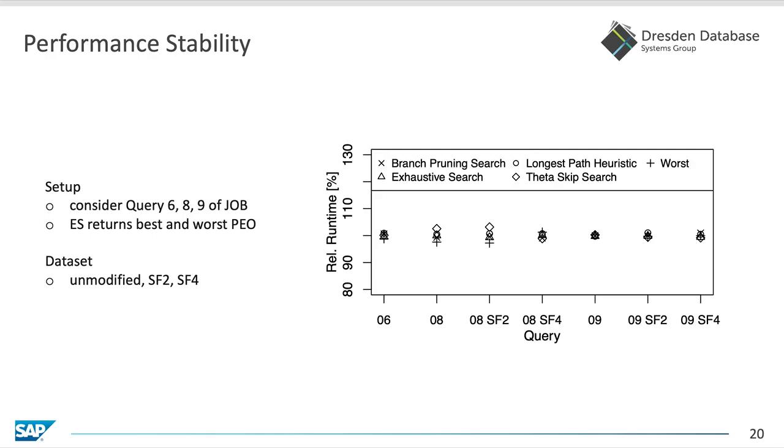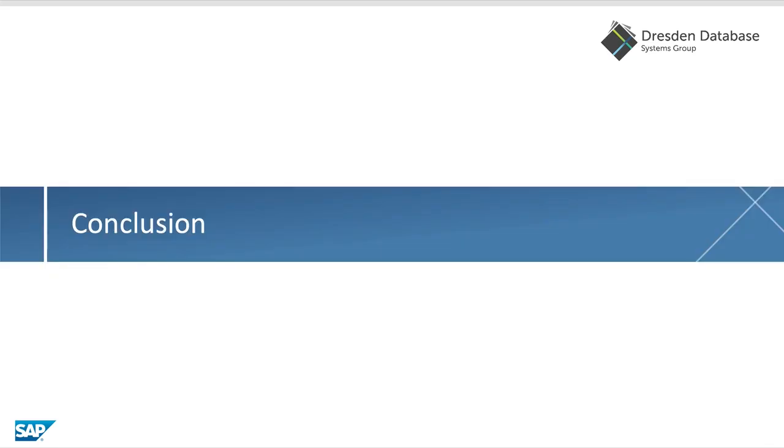As we can see here, except for query 8, we were able to observe no meaningful and systematic difference between the individual runtimes for the PEOs found by the individual algorithms. For query 8, the enumeration duration was so high that it led to a higher jitter in the overall query execution time, which also considers our search algorithms.